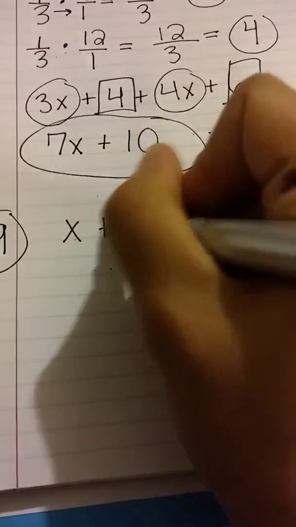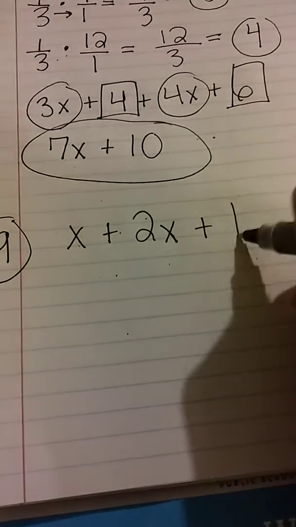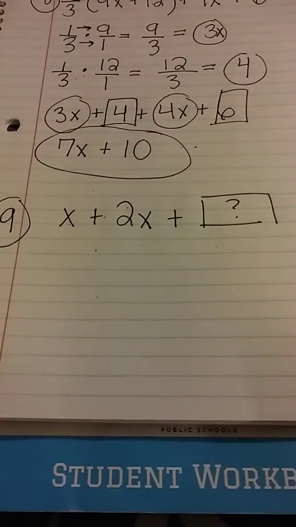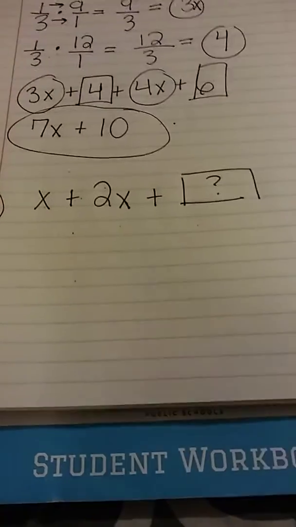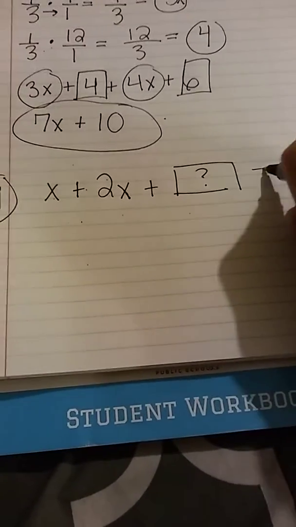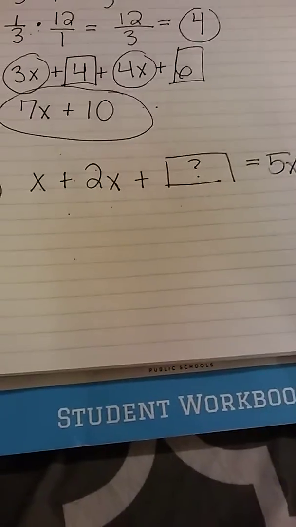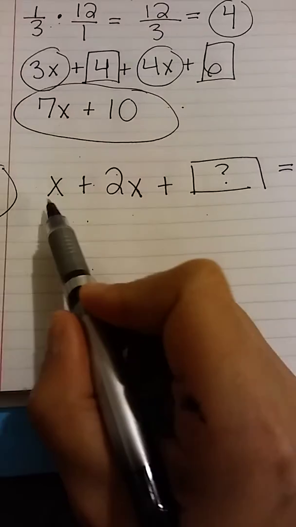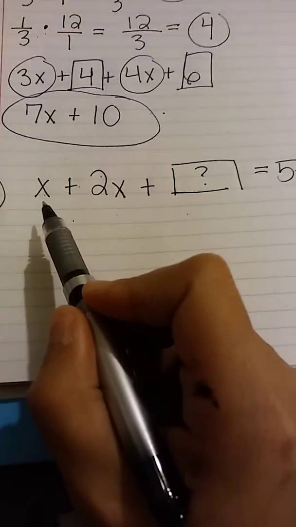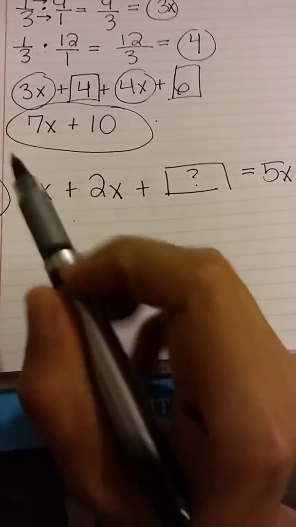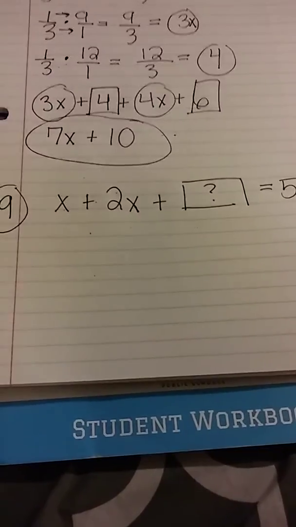Okay, number 9. We have x plus 2x. And the question states, complete the following so it is equivalent to 5x. Equivalent means equal to, so we want to set this equal to 5x. That was our key word, equivalent. Remember that even though this x doesn't have a number in front of it, it always has a given 1. Any variable that has no number in front of it has a given 1.